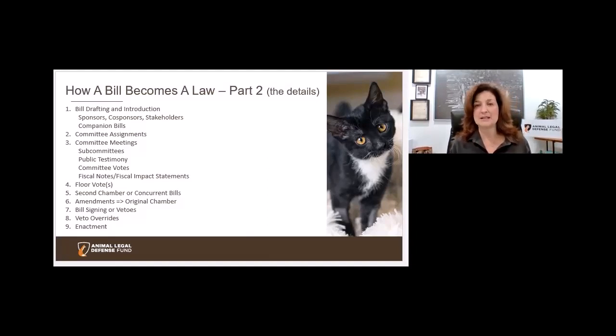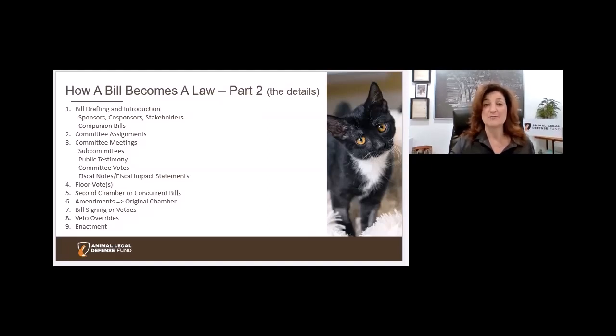And then we have amendments. If there are any changes to the bill that are made in committee or on the floor, it is then sent back to the original chamber for concurrence to agree upon those changes that are being made.